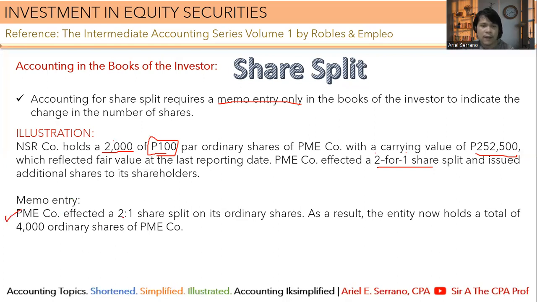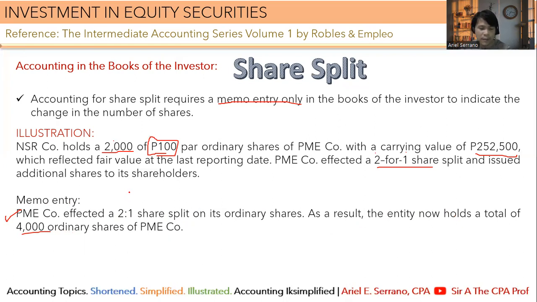Kaya nga dito ito yung ating example na memo. PME effected a 2:1 share split on its ordinary shares. As a result, the entity now holds a total of 4,000 ordinary shares of PME company. Okay? So, yan lang po ang ating memorandum entry.